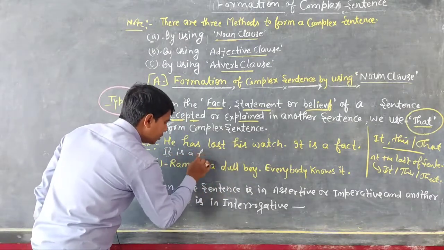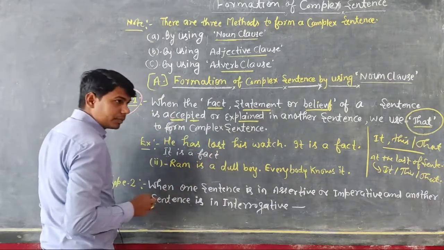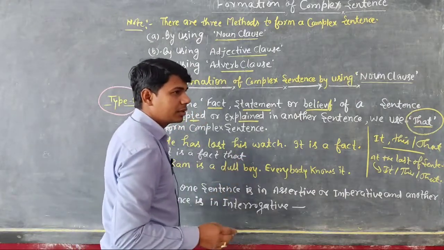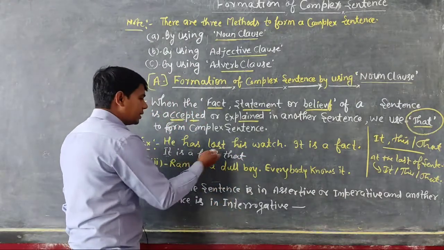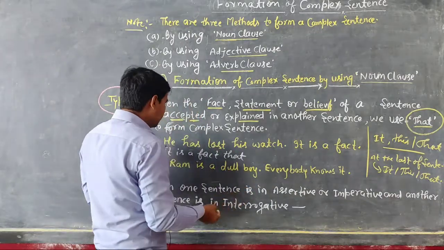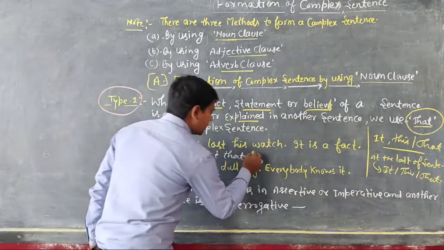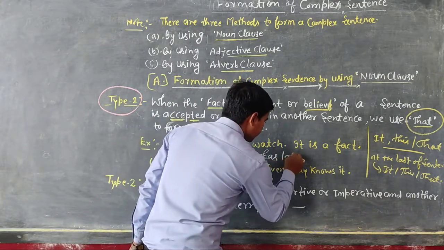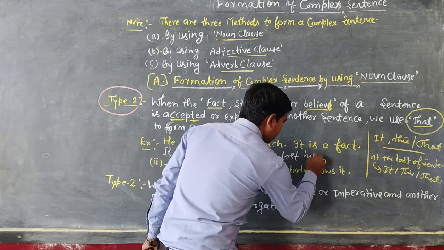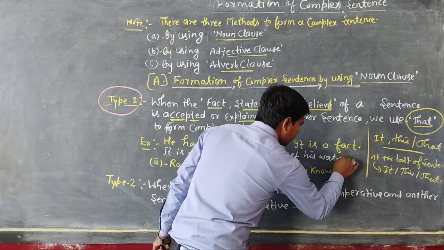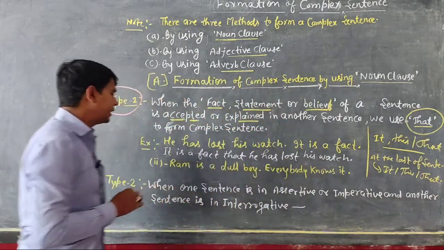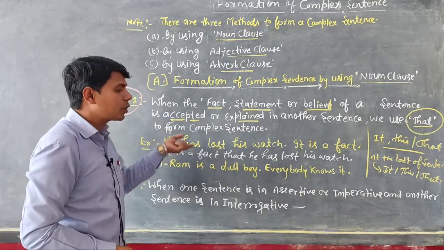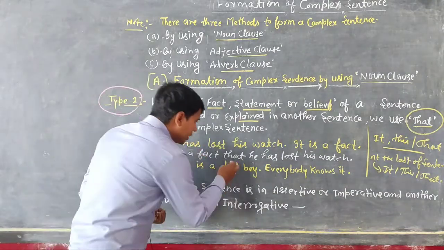It is a fact, and after that you will use the conjunction that. Then you will write the other sentence: He has lost his watch. Okay, is that clear? So you can see I have formed this sentence into a complex sentence by using conjunction that.